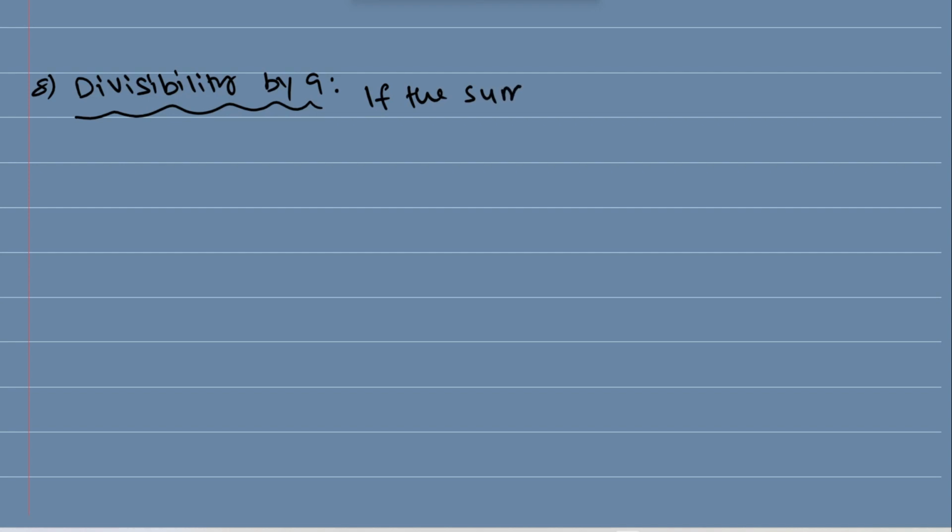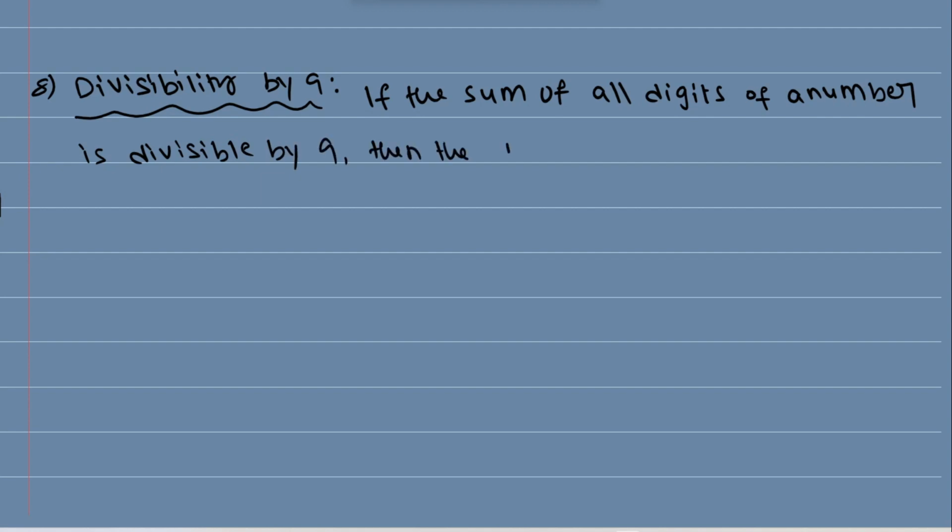If the sum of all digits of a number is divisible by 9, then the whole number will be divisible by 9. Okay, let's take an example.